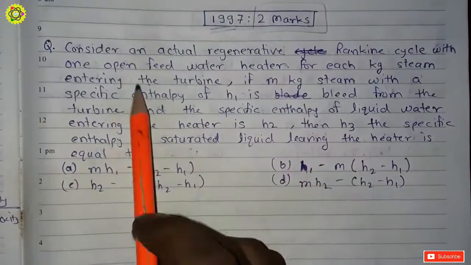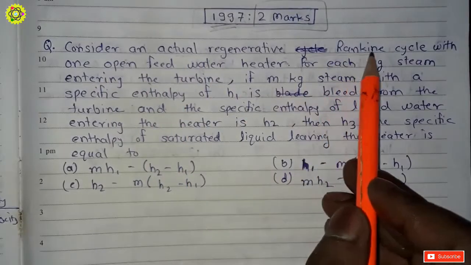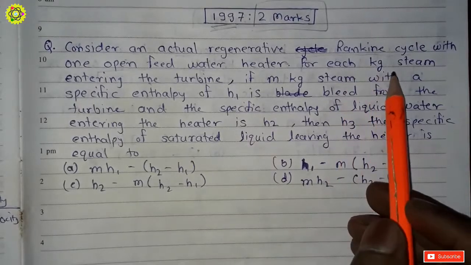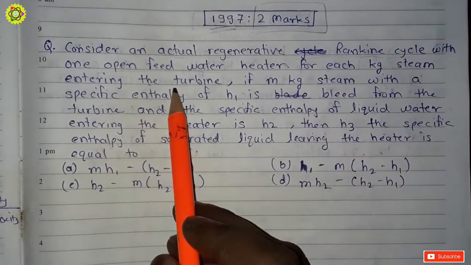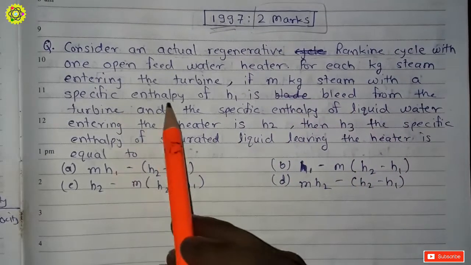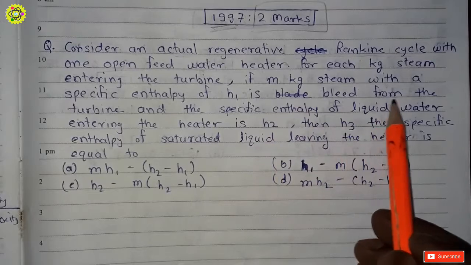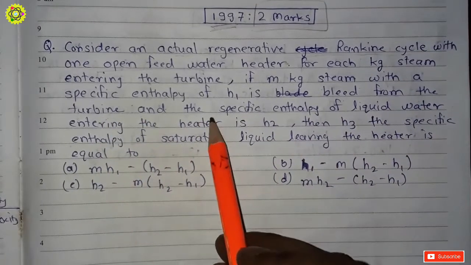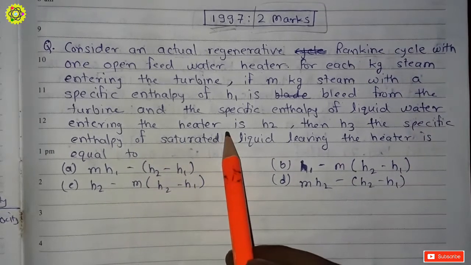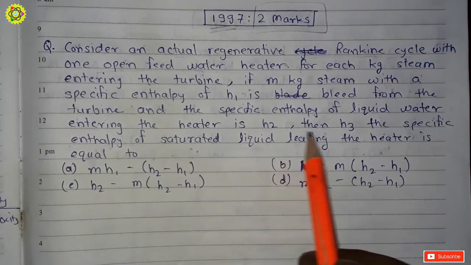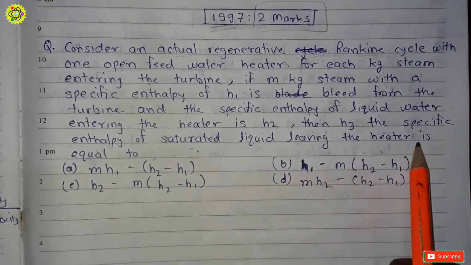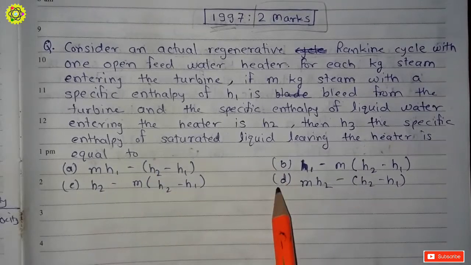The question is: consider an actual regenerative Rankine cycle with one open feed water heater. For each kg of steam entering the turbine, if m kg of steam with a specific enthalpy of H1 is bled from the turbine, and the specific enthalpy of liquid water entering the heater is H2, then H3, the specific enthalpy of saturated liquid leaving the heater, is equal to, and these are the options.